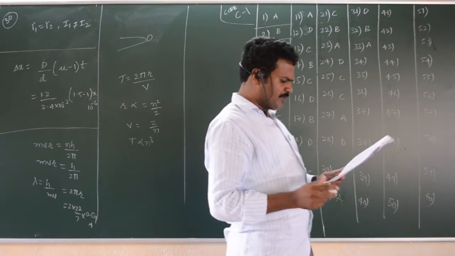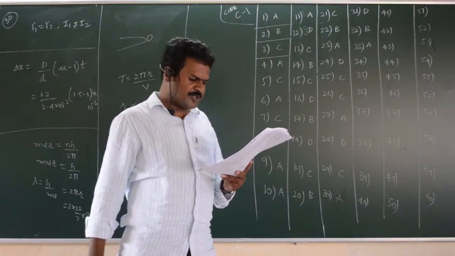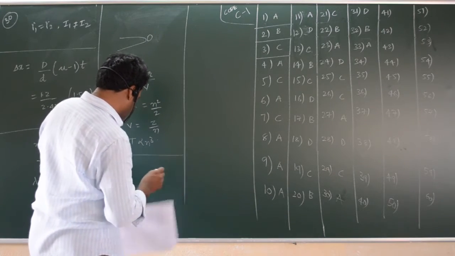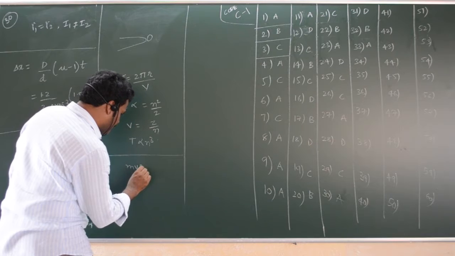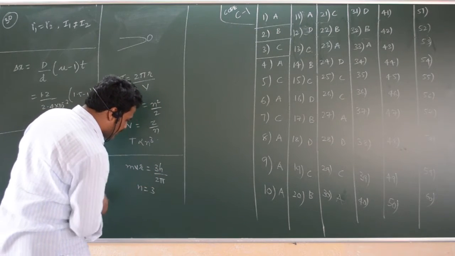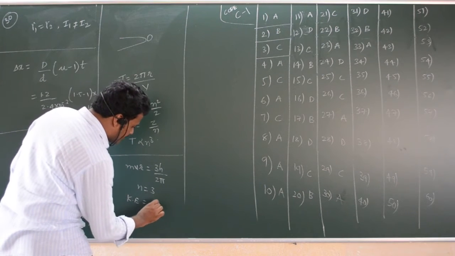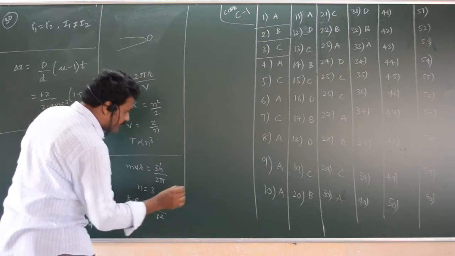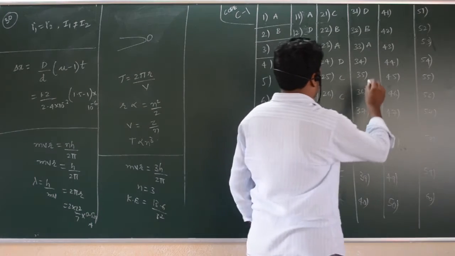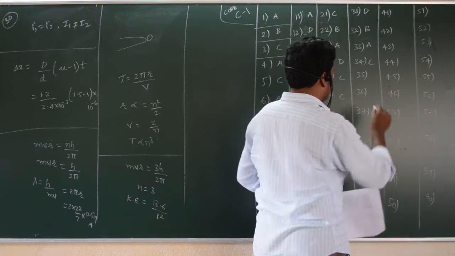Next, angular momentum of electron. Angular momentum is equal to nh by 2 pi. Here it is given 3h by 2 pi, means n value is equal to 3. Next, question number 35. MVR is equal to 3h by 2 pi, that means n is equal to 3. Kinetic energy at n is equal to 3 is 13.6 by 3 square. So you will get 1.51. So 1.51 is 35. 34 we have not answered. 34 is C. 35 is B.